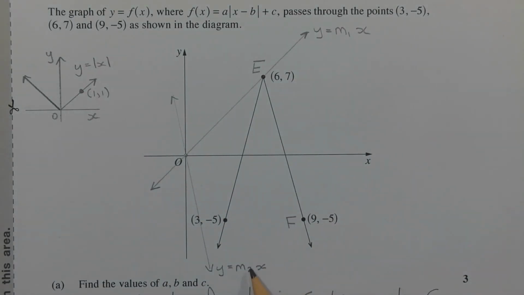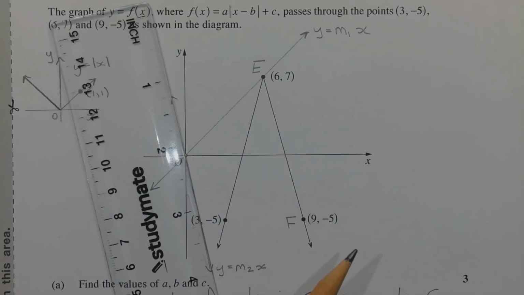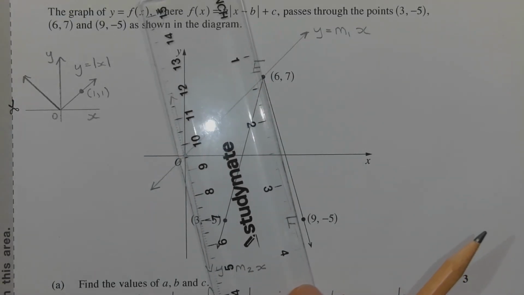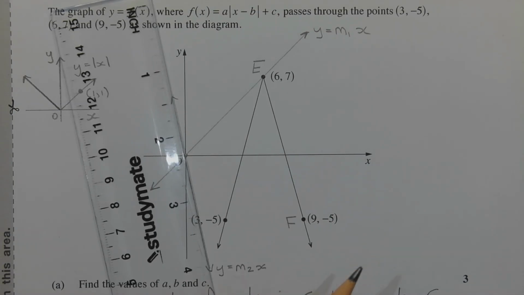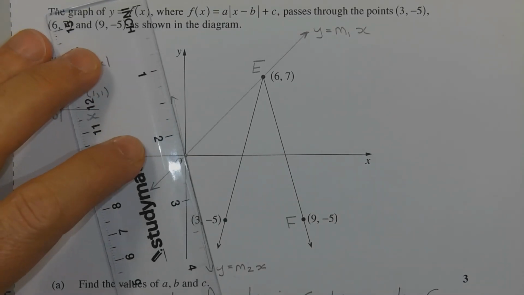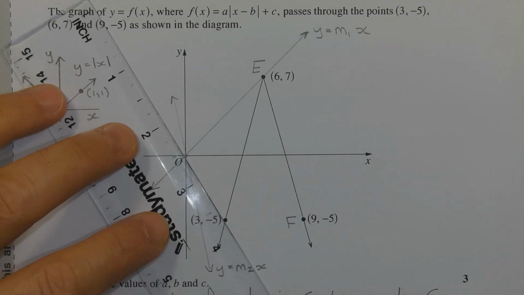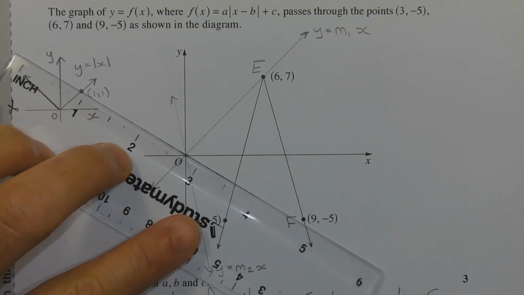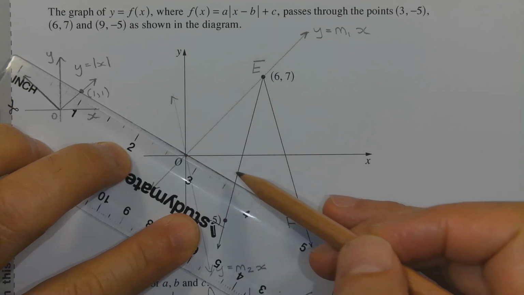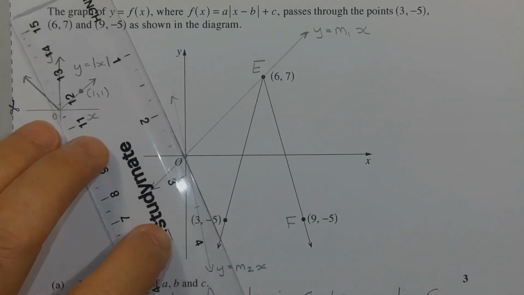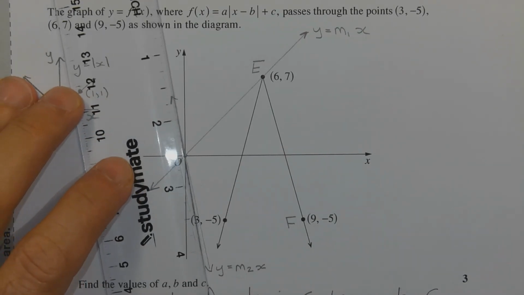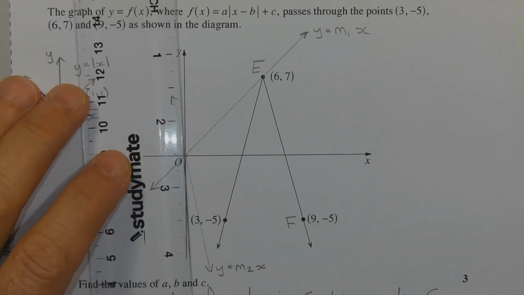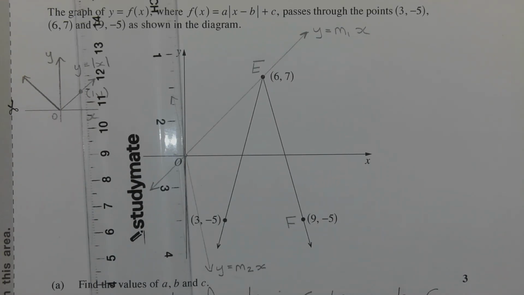Now if we consider the gradient m2, at the moment I've drawn y equals m2x parallel to EF, which means that the line y equals mx must have a gradient greater than m2. Now if I turn the ruler anti-clockwise, we can see that it intersects the graph at two distinct points. If I move it back here and move it the other way, we can see that it would only intersect the graph at one point.